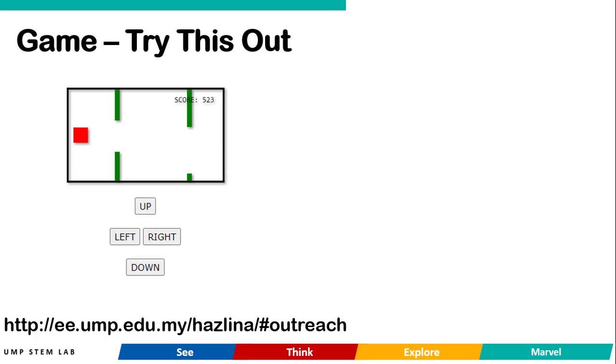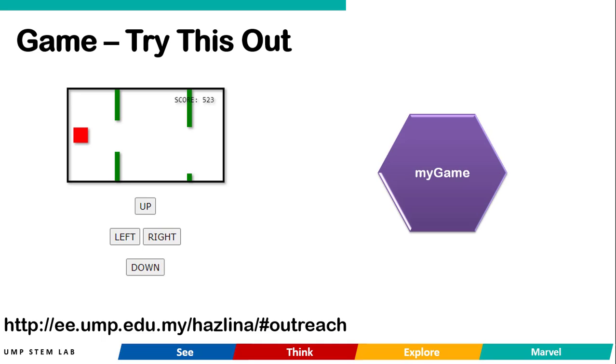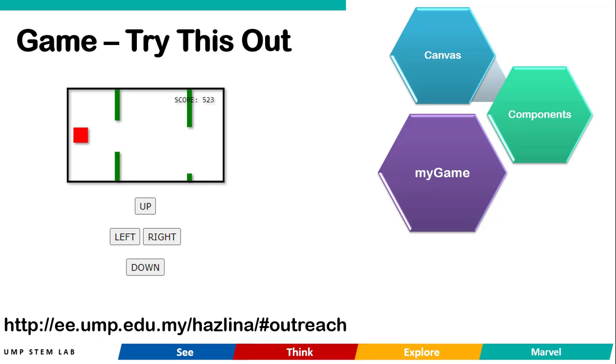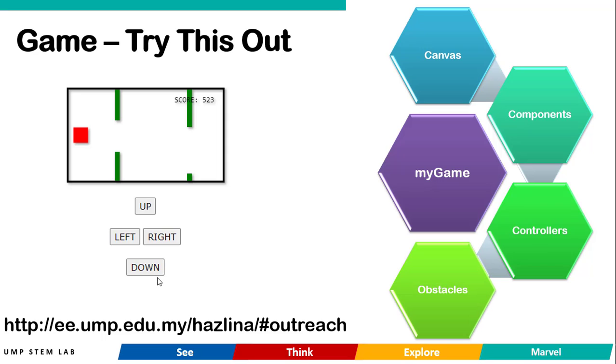As you were playing the game just now, you can see that the active area of this game is within the box, which we term the canvas area. There are two components here: the red box, the player, and the green obstacle, the green rectangle. The movement of the red box is controlled by these controllers: up, right, left, and down. The obstacles move in the X direction, and the gaps between the obstacles are random in size.